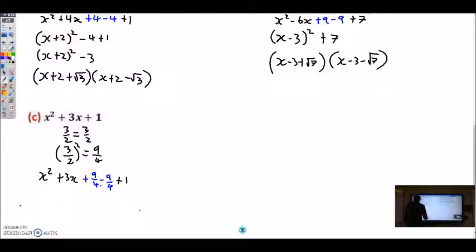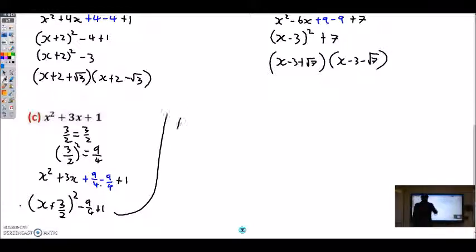plus 1. That will give us x plus 3 on 2 squared. So x plus 3 on 2 all squared minus 9 on 4 plus 1. Now I'm going to rewrite that up here. So we have x plus 3 on 2 all squared minus 9 on 4 plus 1.